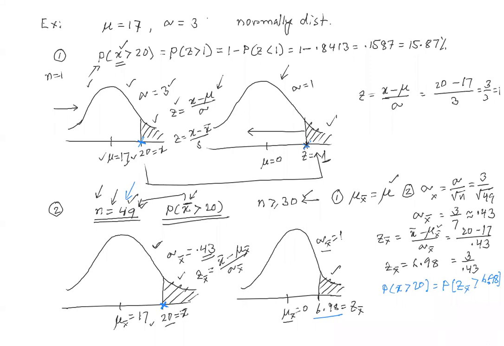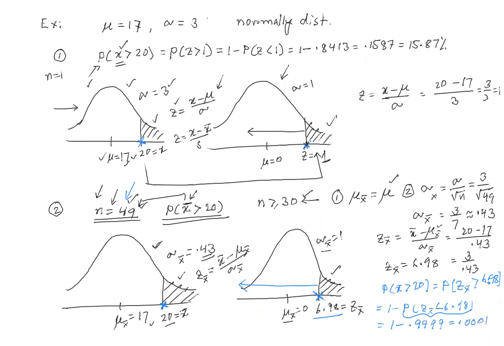So now this, by the way, is going to be 1 minus the probability of Z sub X bar less than 6.98. Remember, standard normal distribution gives you area to the left, not to the right, of the point of interest. So if you look it up in the table, for anything above 3.5, they lump everything together: 0.9999.